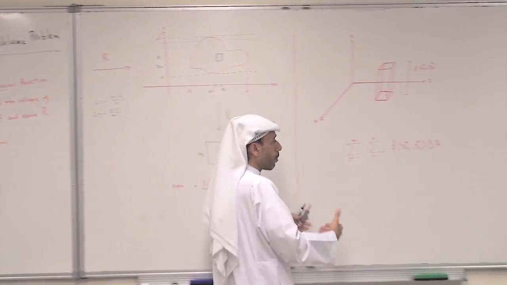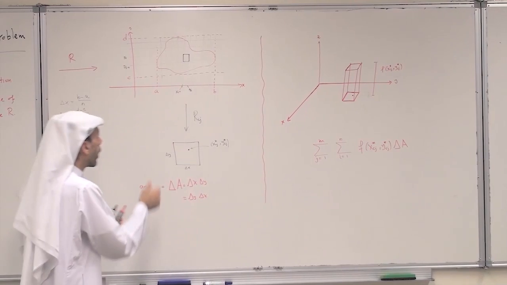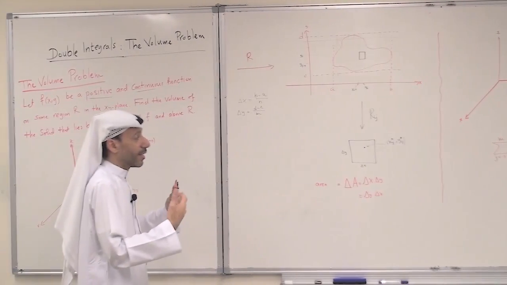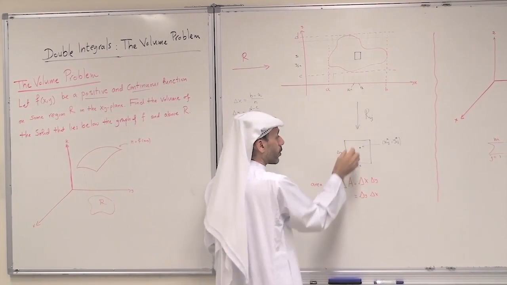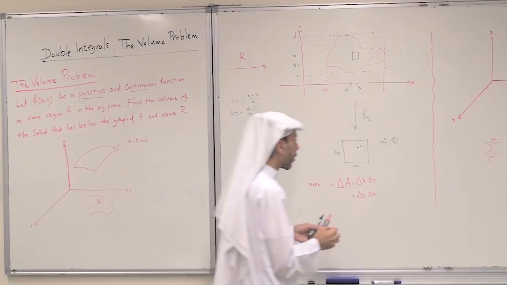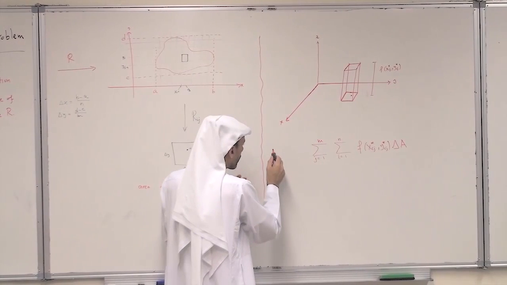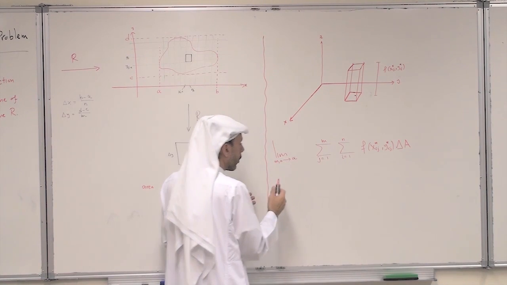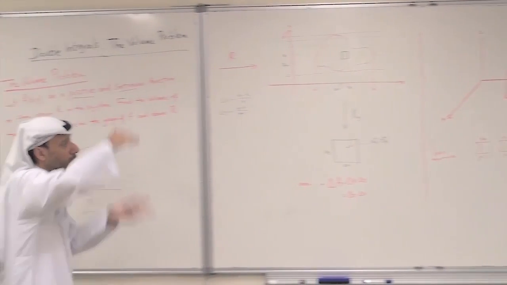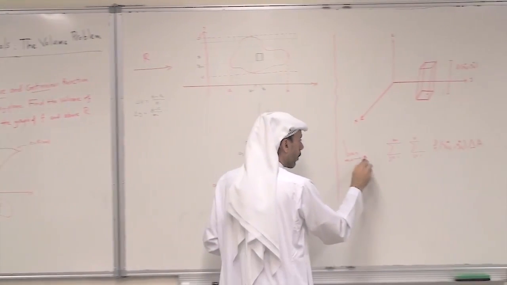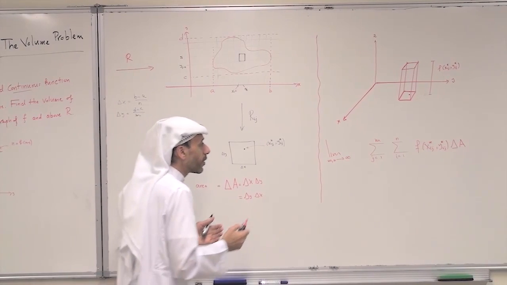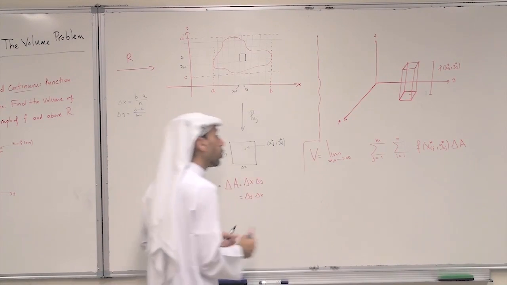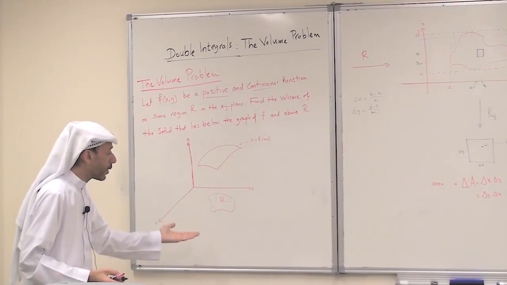How do we make this approximation better and better? Again, we take more and more subintervals on the x-axis and subintervals on the y-axis. Equivalently, we take more and more rectangles. And we write this by taking the limit as m and n approach infinity. When we take more and more rectangles, or more and more boxes, we let m and n approach infinity. This will give us the exact volume of the solid below the graph of f and above the region R.